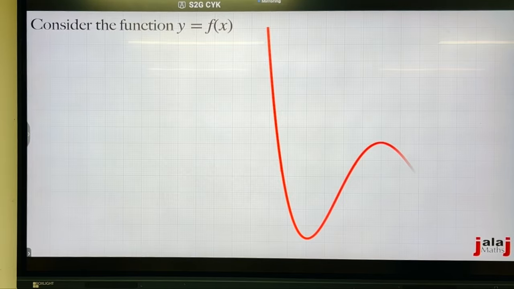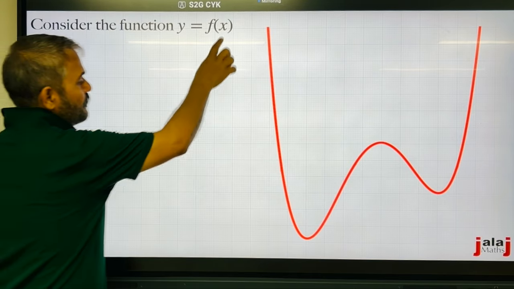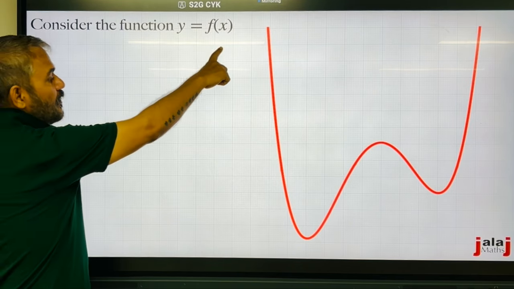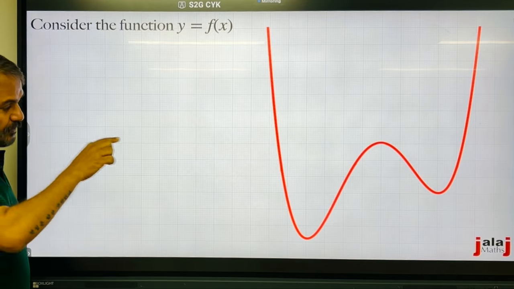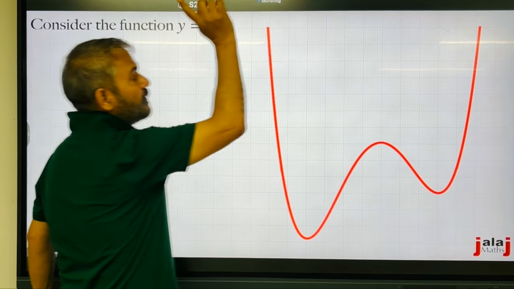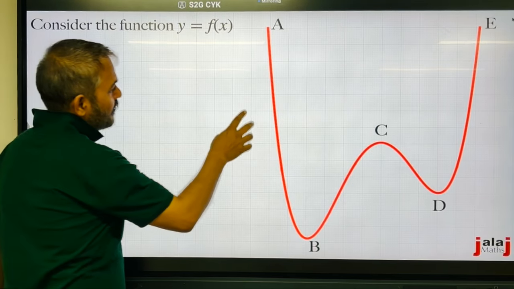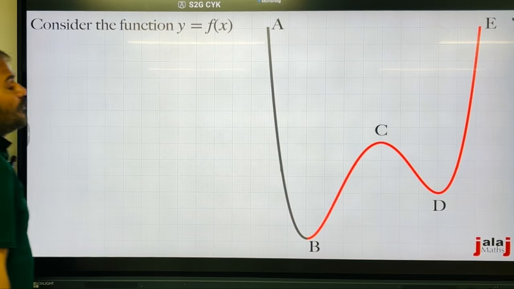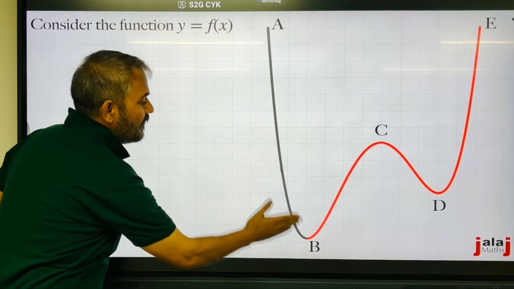Let's say f(x) is a function, y is equal to f(x). Now, this is obviously a quartic function in which the function comes down when the value of x increases, the value of y decreases at a certain point, then it increases till this point, then it decreases again, then it increases till infinity. Let's label it as A, B, C, D, E. If you closely look at this part, from A to B, when the value of x increases, the value of y will decrease.